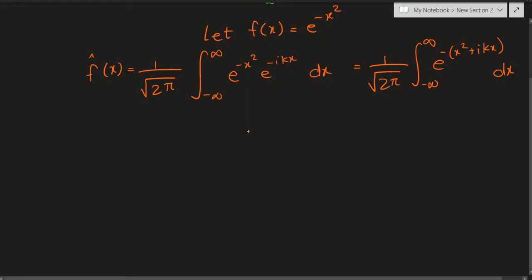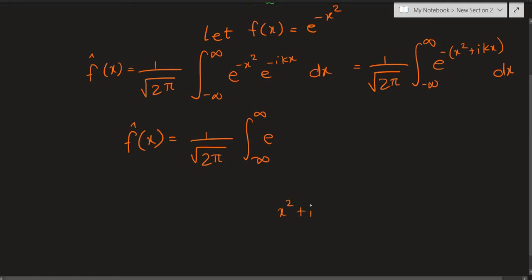Now if I didn't know any better, I would say that we will just increase the complexity of our integral, but don't worry, because we can write this as, well, the Fourier transform of f of x is 1 over square root of 2 pi times the integral from negative infinity to infinity. Now I would like to complete the square here. So let's complete the square here separately.